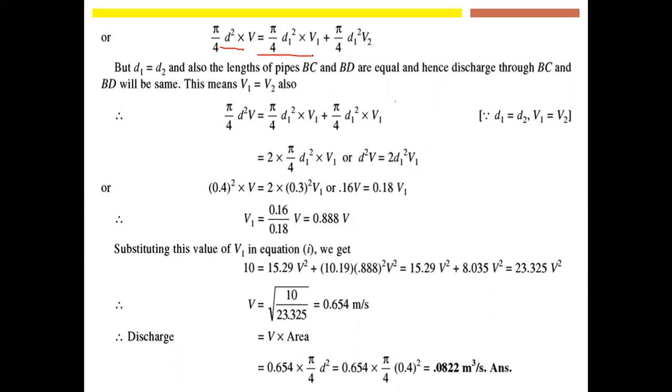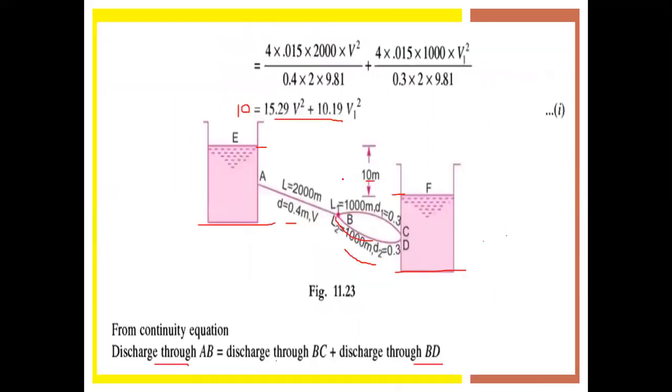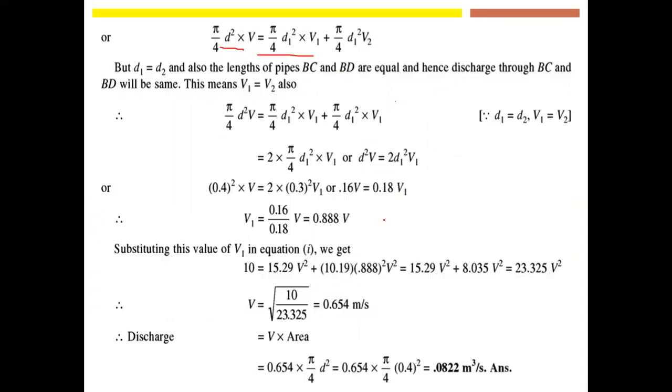Now in the second case, D1 is equal to D2, the lengths are also the same, therefore the discharge is also the same. Therefore V1 is equal to V2. So we write the equation as pi by 4 D square V is equal to pi by 4 D1 square into V1 plus pi by 4 D2 square into V1.